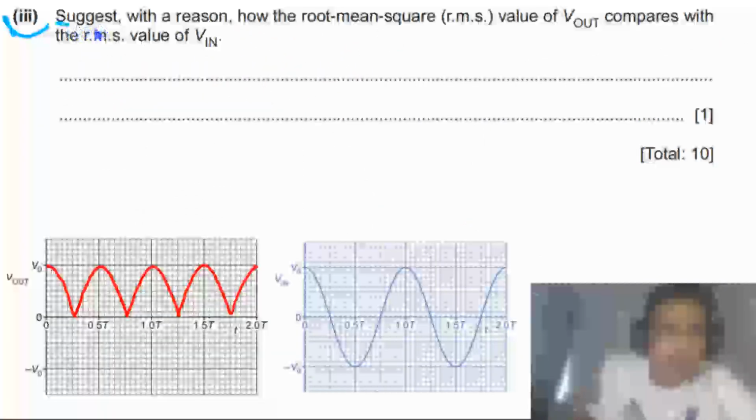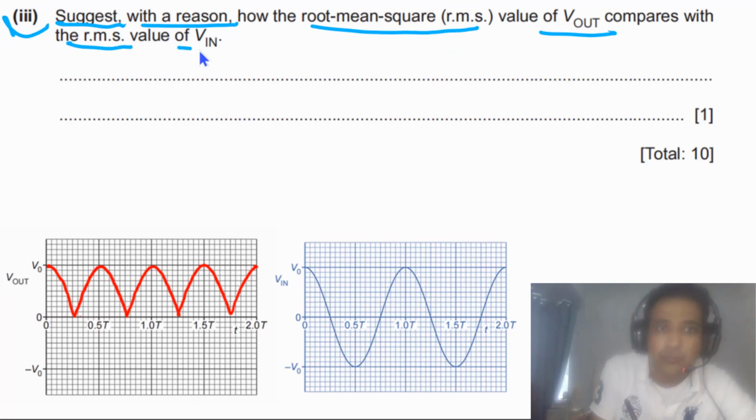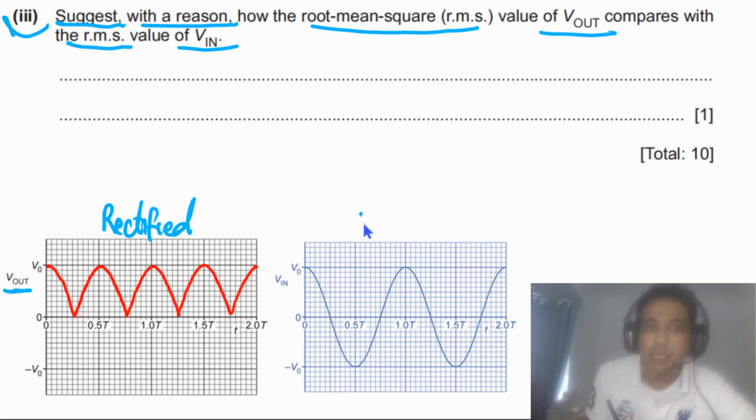Third part says, suggest with a reason how the root mean square value of V out compares with RMS value of V in. So first of all, we need to understand the difference between these two signals. We have rectified signal here. V out is rectified. So this one is rectified and this one is unrectified. So this is over V in.